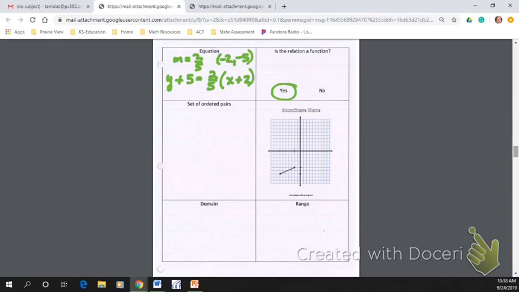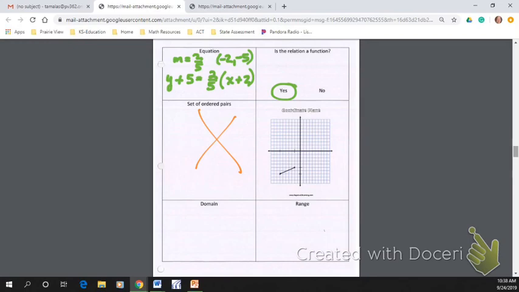All right, everybody okay with that? Okay, so I'm going to skip the set of ordered pairs on this one. And now let's do domain and range. My domain, this is specific. It does not go on forever, does it? So it's not script R like most lines would be.